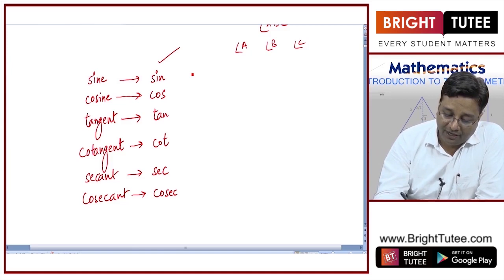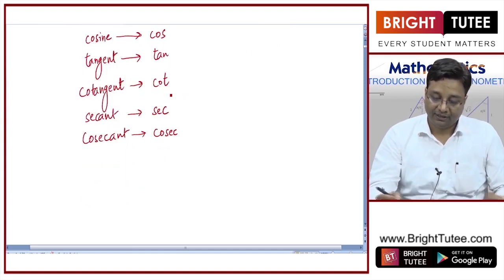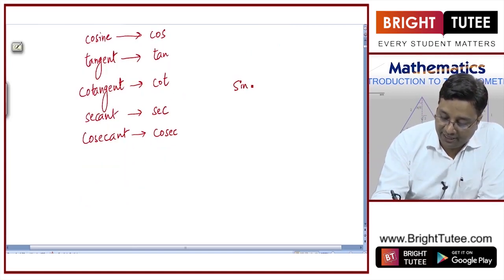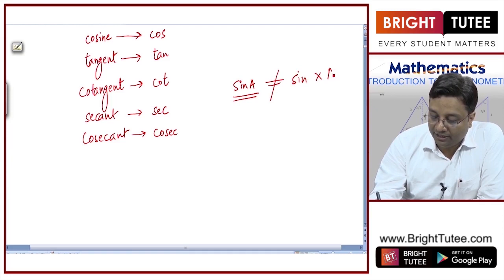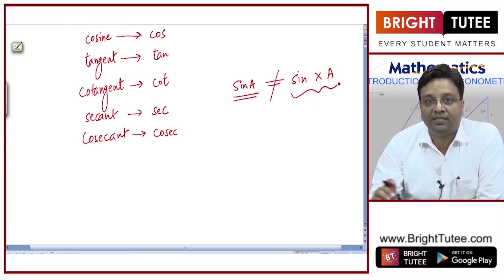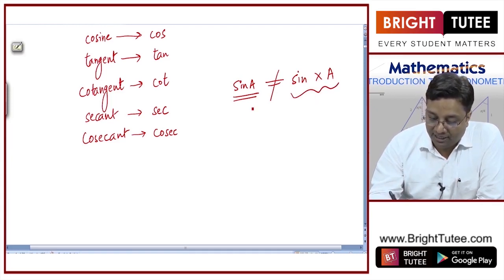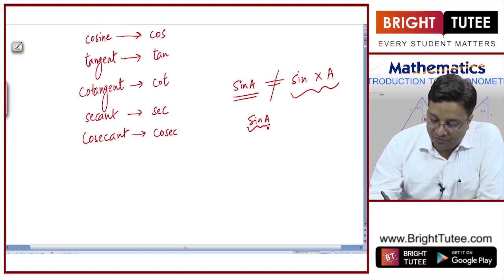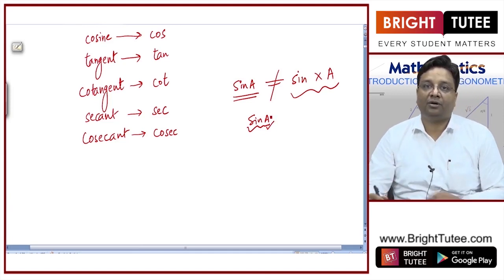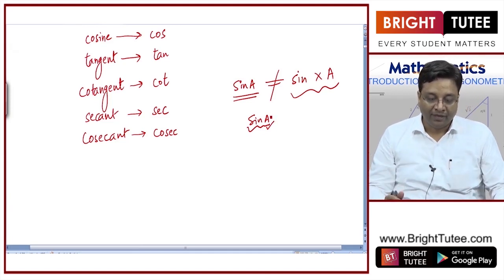And if I write sin A, right, it doesn't mean it is equal to sin into A. No, this is nonsensical, right? So sin A is a complete expression in itself, right? It denotes sine of angle A. We will learn about what is sine of angle A, right?